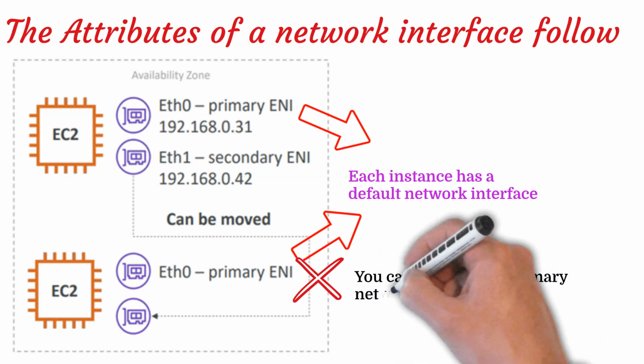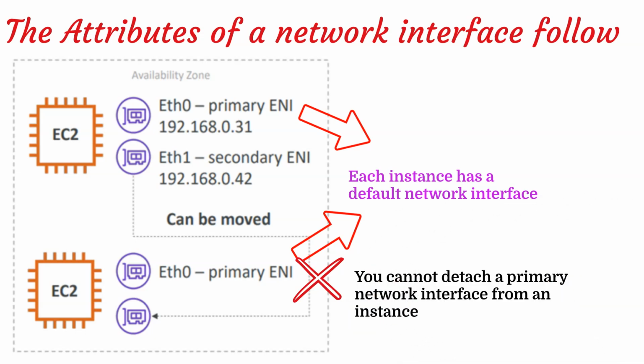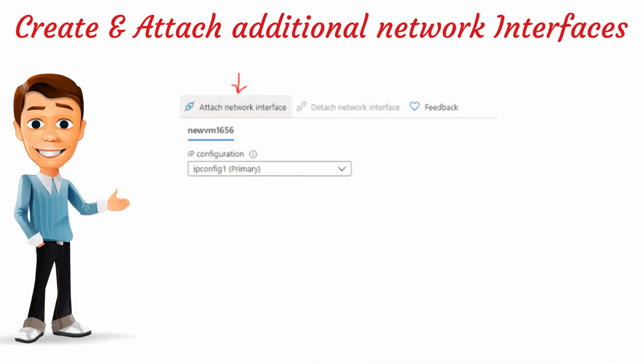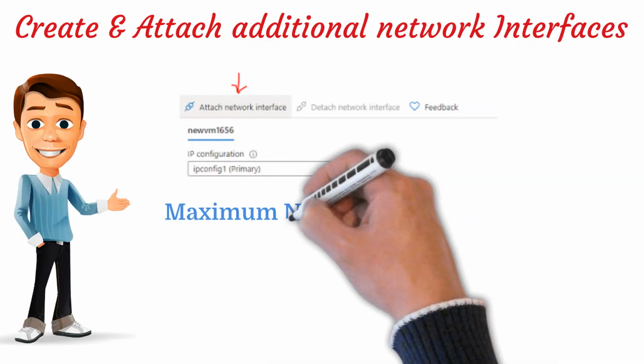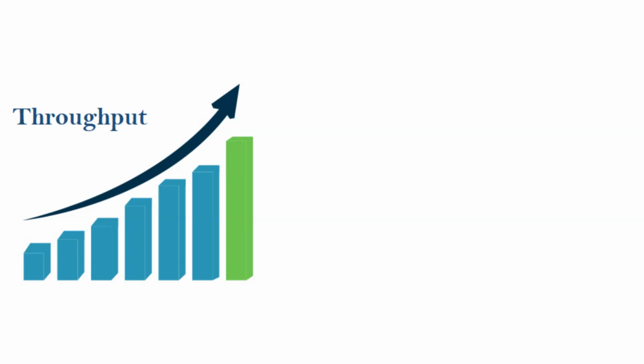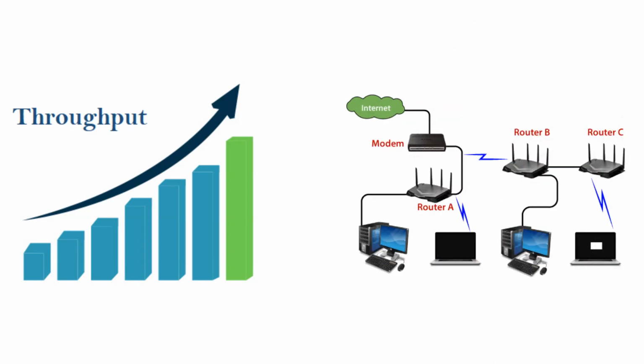Each instance has a default network interface called the primary network interface. You cannot detach a primary network interface from an instance. You can create and attach additional network interfaces. The maximum number of network interfaces that you can use varies by instance type as well. We do this to increase throughput or run some specific applications like routers kind of services.